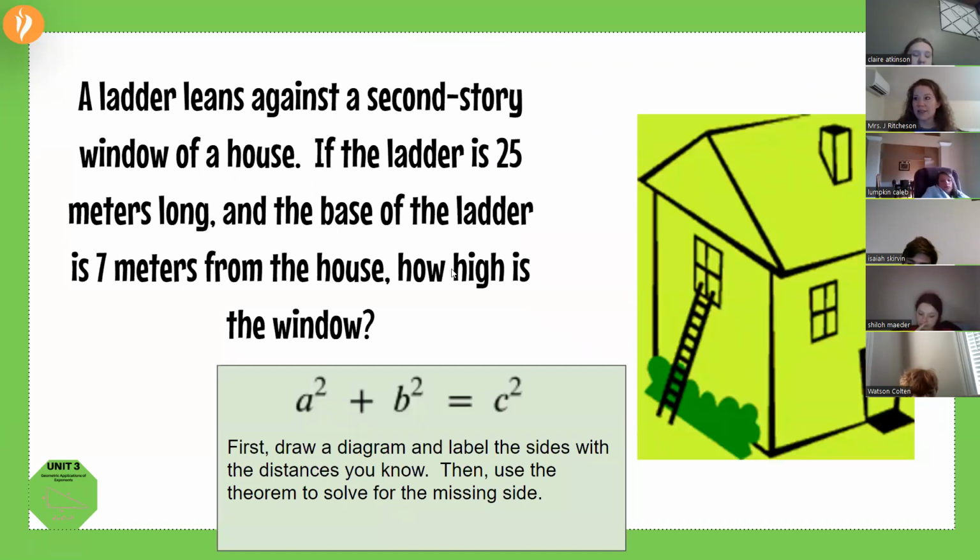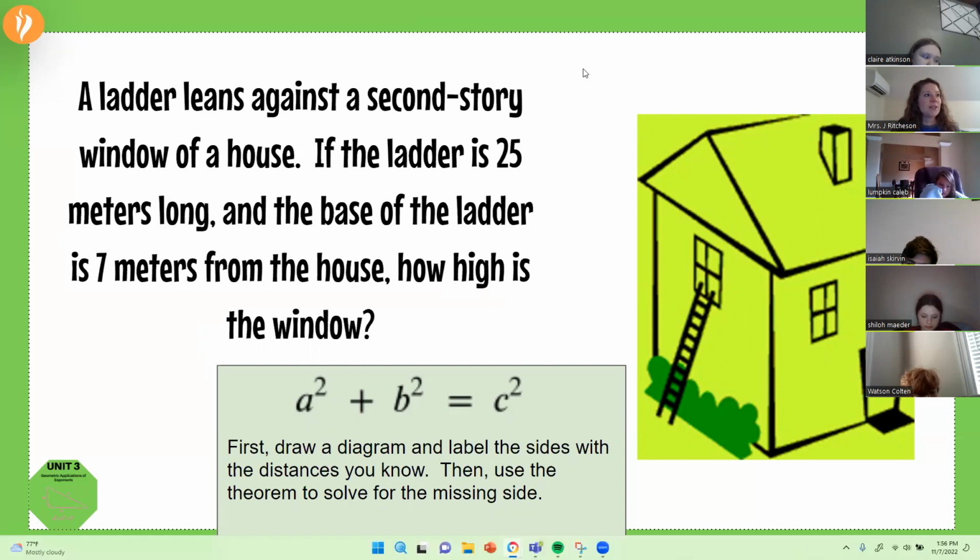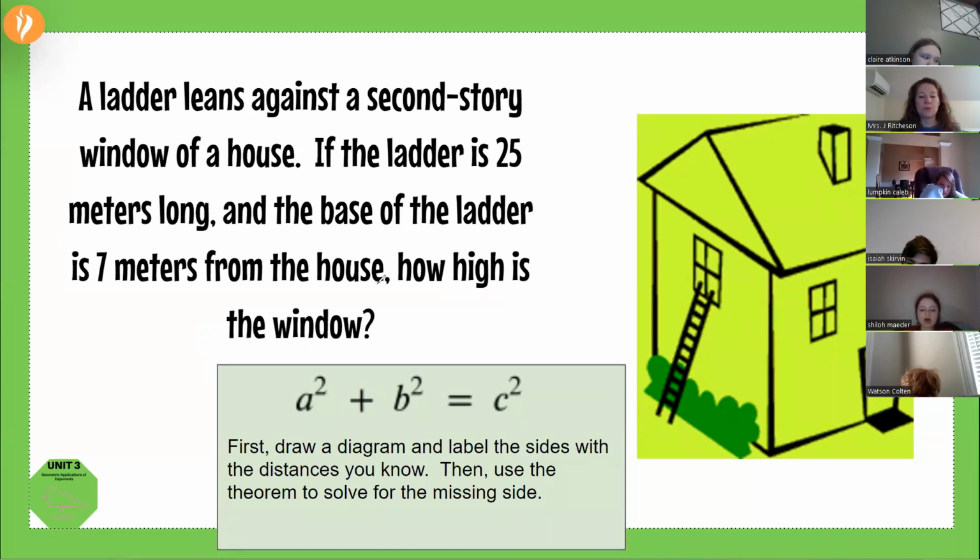All right, so this is our first problem that we're looking at. It says a ladder leans against a second-story window of a house. If the ladder is 25 meters long and the base of the ladder is 7 meters from the house, how high is the window? So for all of these real world problems, if you will actually draw a picture, it'll be easier for you. And of course, since we're using Pythagorean theorem, you need to assume that every single question is with a right triangle.